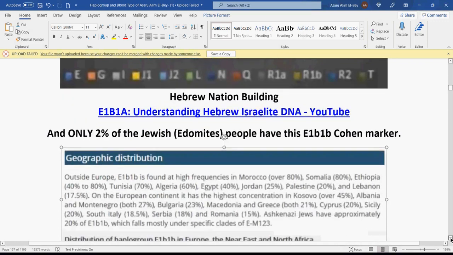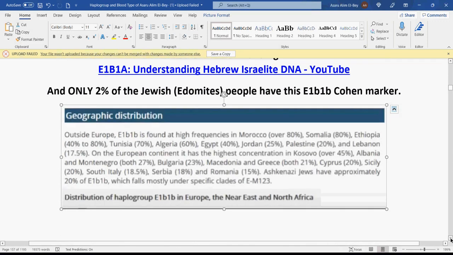Out of the 22% that have the E1B1B, it says outside Europe, E1B1B is found at a higher frequency in Morocco, over 80%. Somalia, 80%. Ethiopia, 40 to 80%. Tunisia, 70%. Algeria, 60%. Egypt, 40%. Jordan, 25%. Palestine, 20%. And Lebanon, 17.5%.